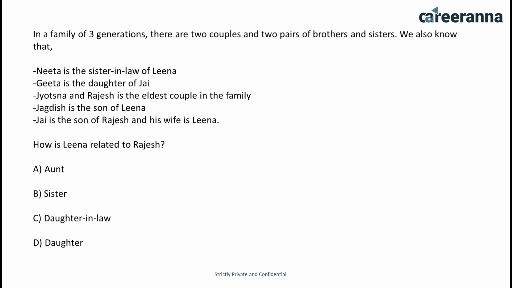In a family of 3 generations, there are 2 couples and 2 pairs of brothers and sisters. We also know that Neeta is the sister-in-law of Leena, Geeta is the daughter of Jaya, Jyotsna and Rajesh is the eldest couple in the family, Jagdish is the son of Leena, Jay is the son of Rajesh, and his wife is Leena. Okay, so this is the data which is given.